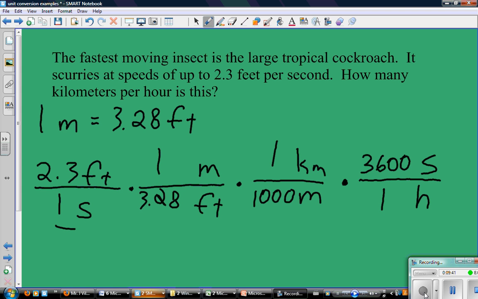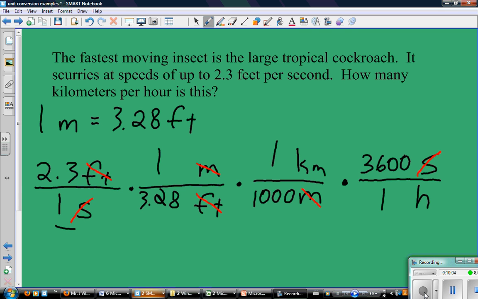So now, when you multiply all this through, hold on, feet will cancel with feet, meters will cancel with meters, and I'm left with kilometers as my unit for length. Seconds will cancel with seconds. I'm left with hours on the bottom as my unit of time.